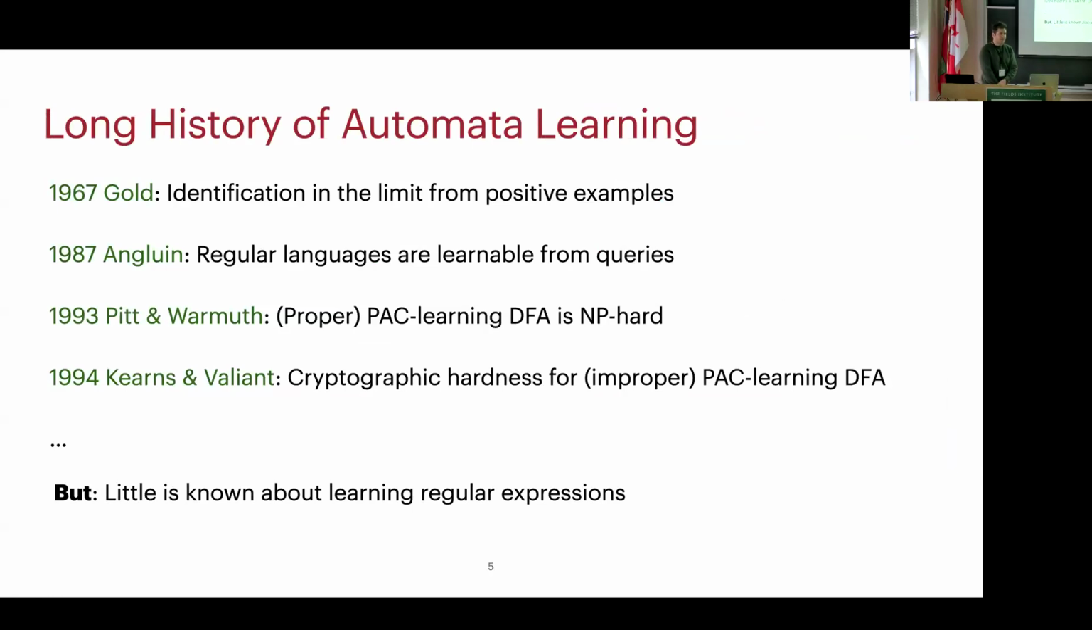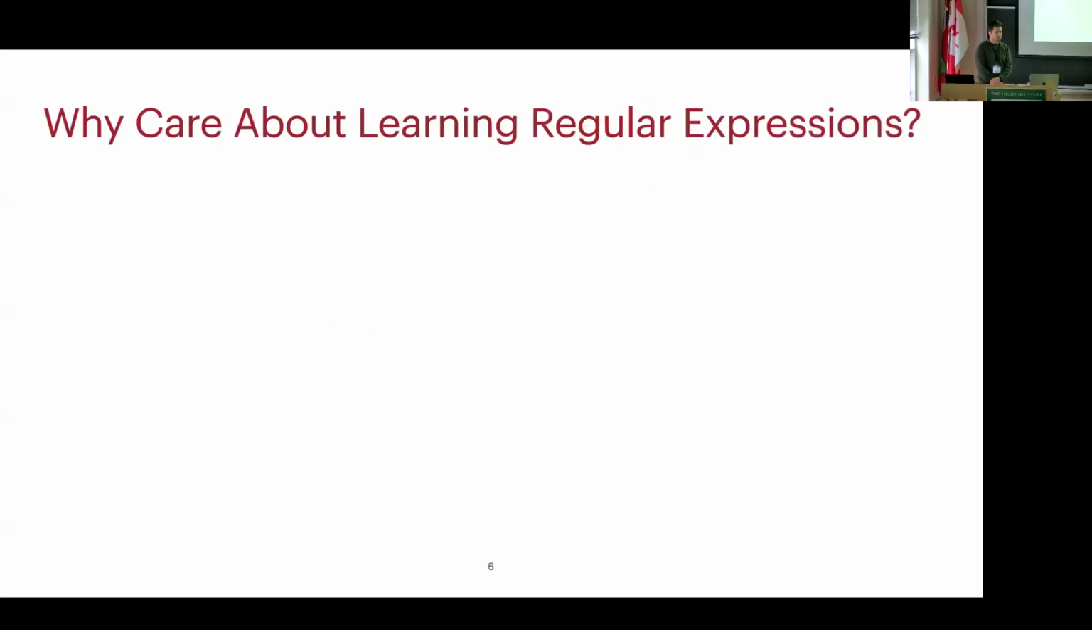There is a long history of learning automata and regular languages, starting from Gold, even before PAC learning, where Gold showed that it's hard to identify regular languages in the limit if we have only positive examples. Then in '87, a very famous result by Dana Angluin showed that there is an algorithm, L star, that allows to learn efficiently DFAs with membership queries. Then in '93, there is a proper hardness result for learning DFAs in the PAC setting. To show improper hardness, Kearns and Valiant use cryptographic assumptions. But the point is that little is known about regular expressions, and it's not the same.